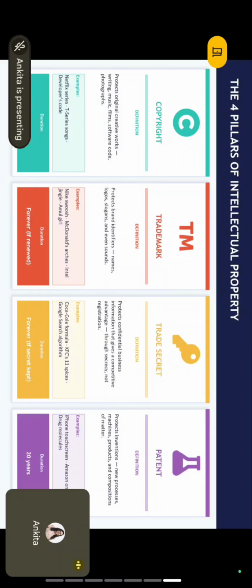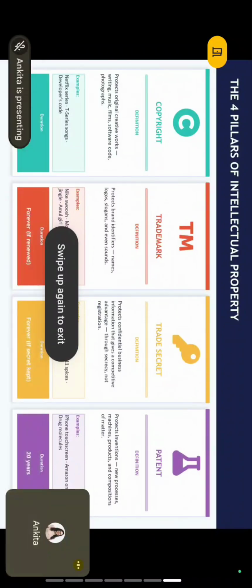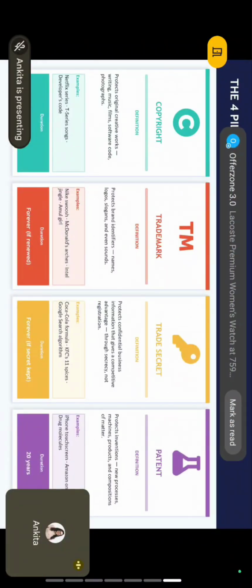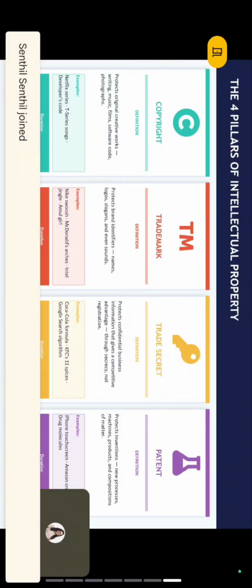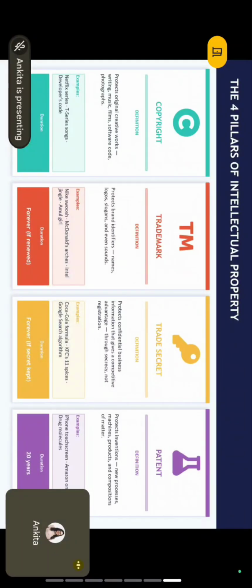So what is copyright? It protects original creative work, like your songs, writing, music, any software code, or photographs. Let me explain with the example of T-series songs. Every T-series song on YouTube is copyrighted, right? If you download it and upload it on your own channel without permission, that is a violation. So copyright exists automatically the moment you create something. You don't even need to register it.